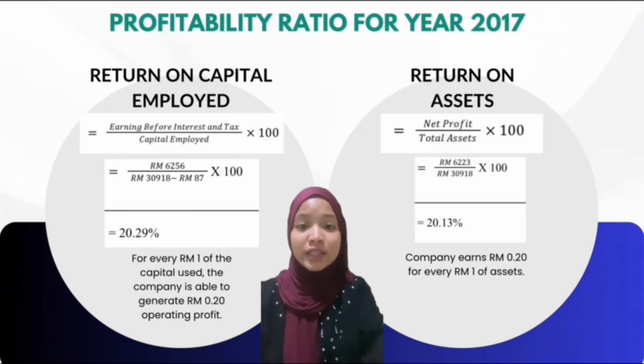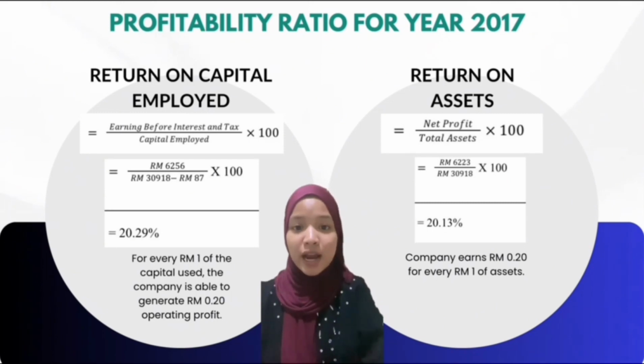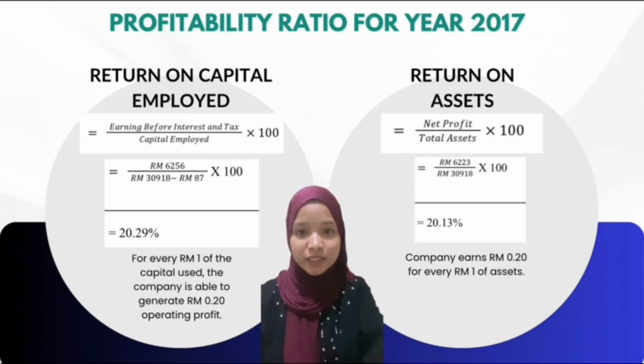Fourth, we have return on assets, where the net profit per total asset multiplied by 100. So in this case, 6,223 per 30,918 multiplied by 100, we get 20.13%. Therefore, the company earns 20 cents for every 1 ringgit of assets.